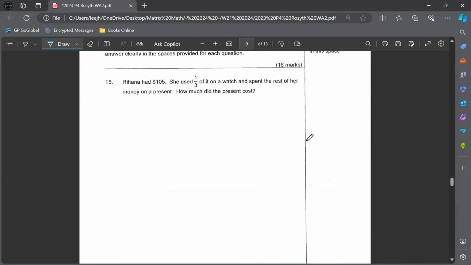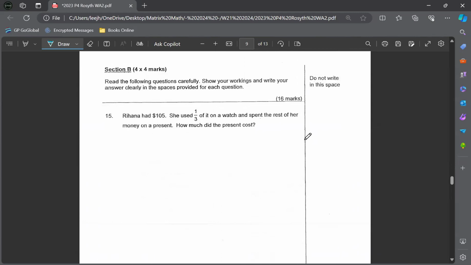Question number 15. Oh, section C already. Okay. Question 15. Rihanna has $105. She uses 1/3 of it on a watch and spends the rest of her money on a present. How much did the present cost? Okay, so you can draw a model. I think okay lah, draw model.